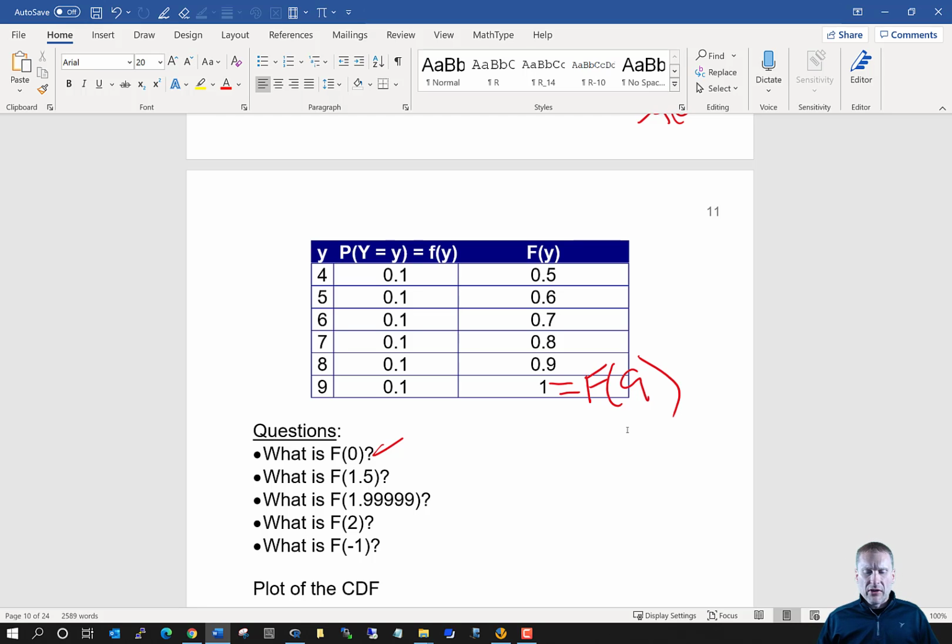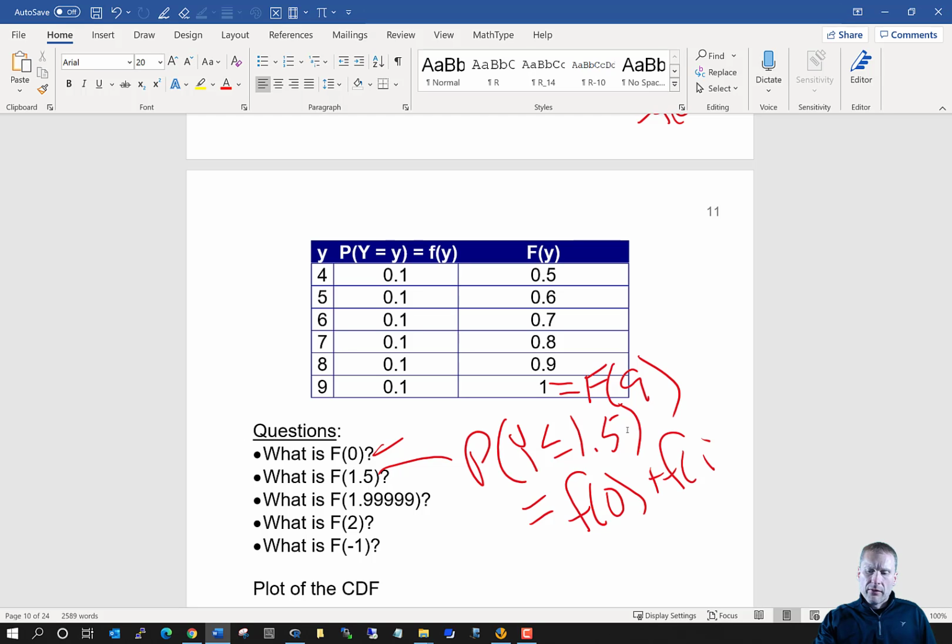What's capital F of 0? Well, we just saw that. But what's capital F of 1.5? Now, of course, I don't have a slip of paper that has the number 1.5 on it. I have a slip of paper that has 1. I have a slip of paper that has 2, but not 1.5. So, putting this in terms of our probability notation here, I'm looking at what's the probability that y is less than or equal to 1.5? Well, that's equal to little f of 0 plus little f of 1. I can't go up to 2. So in other words, this value is 0.2.